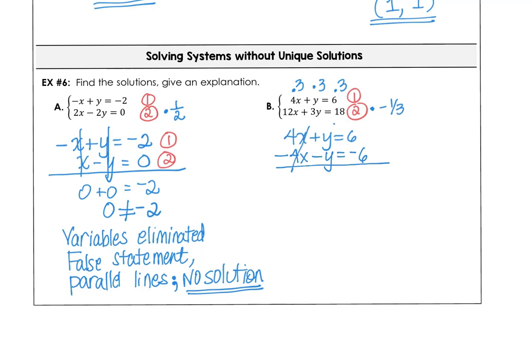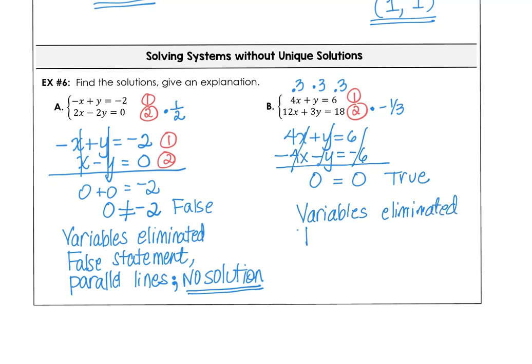So when everything eliminates again and we get, oh, even the constants are eliminated, this statement is true, where this statement was false. So this time the variables eliminated, and we had a true statement. 0 equals 0. That tells us we have coinciding lines without graphing. And that means our system has infinite solutions.